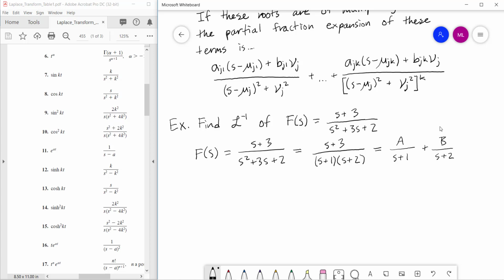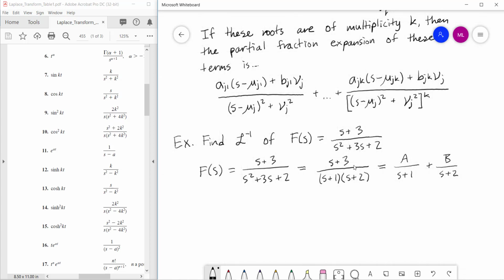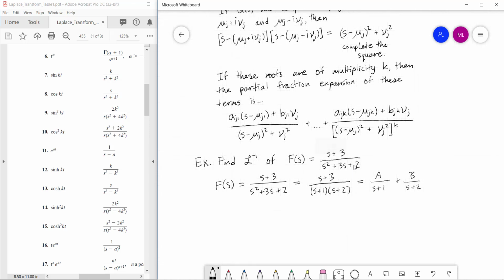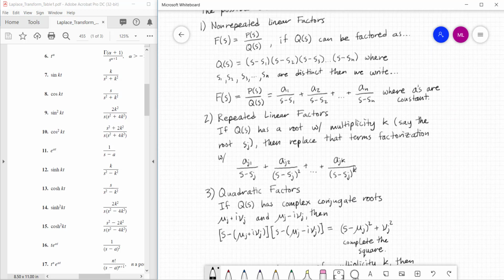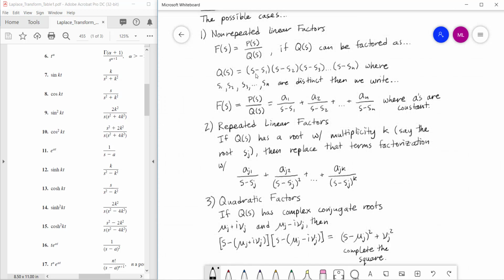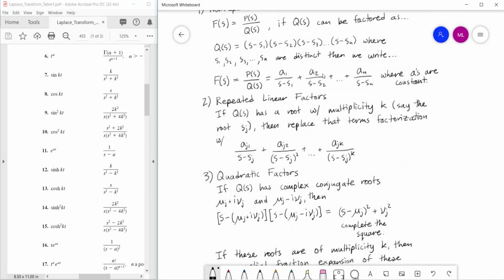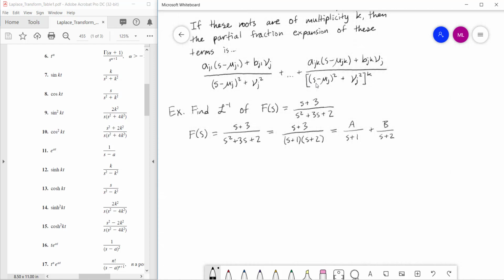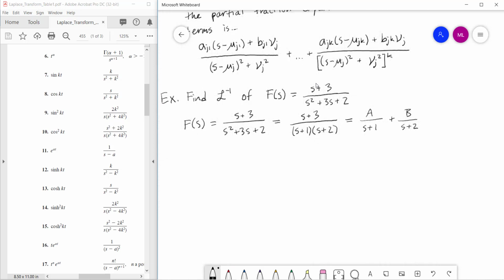I can do this because my factors on the bottom are distinct and linear factors. So this is our case 1, where we've got distinct linear factors down here. And so we've just set it up exactly like this: a over the first one plus b over the second one. So in this case, I want to rewrite this like this. We just need to figure out the appropriate values of a and b.